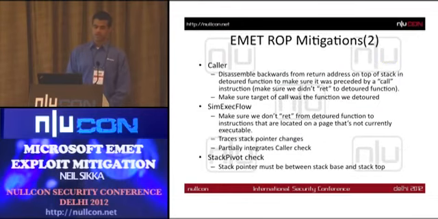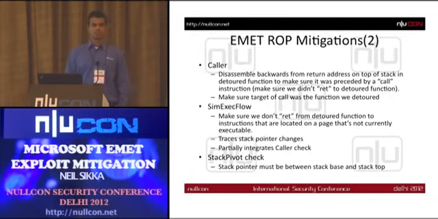Some more ROP mitigations. These three mitigations were new to 3.5 Tech Preview. It's the caller mitigation, where we disassemble backwards from the return address at the top of the stack in the detoured function, and we make sure that the place where we return to is preceded by a call instruction, and that the call instruction's target was indeed this function where we detoured. We do this to make sure that we don't ret into the detoured function, but rather that we call into it.